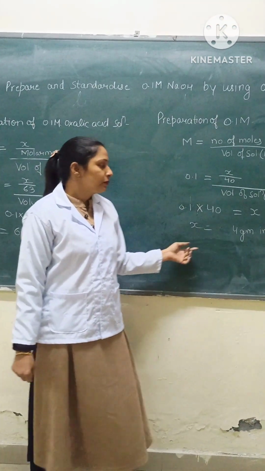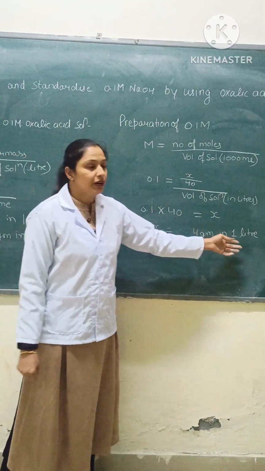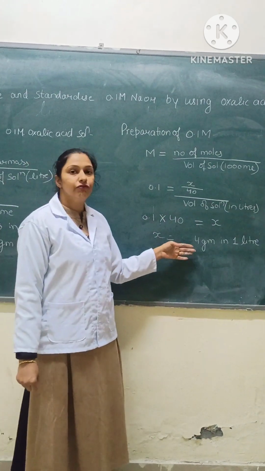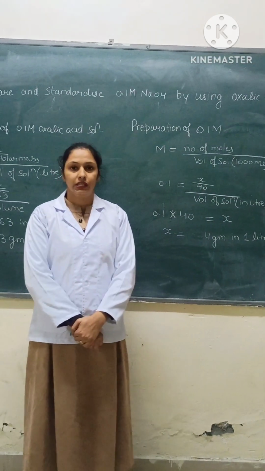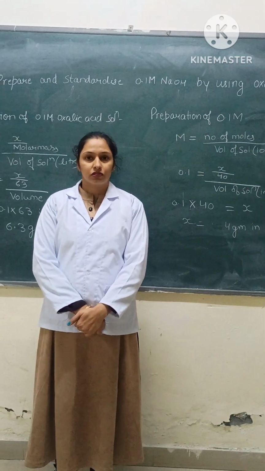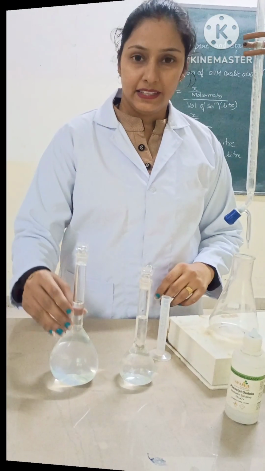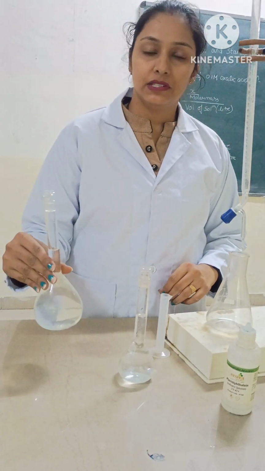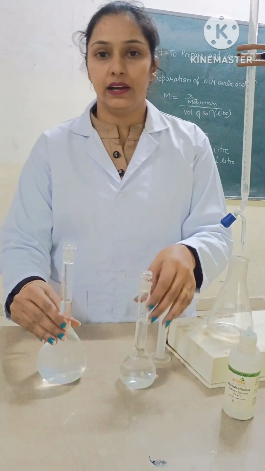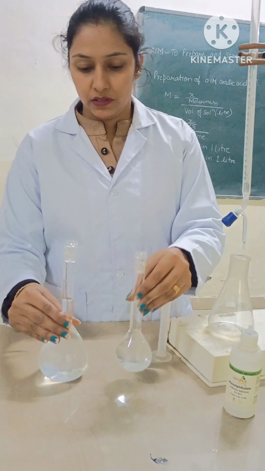Now we are going to prepare 250 ml, that is 1 liter divided by 4, so the mass will also be divided by 4. Then it will be 1 gram in 250 ml. So let's go on to prepare the stock solutions of oxalic acid and sodium hydroxide. As we have prepared, this is our 0.1 molar NaOH, that is sodium hydroxide, and this is 0.1 molar oxalic acid.